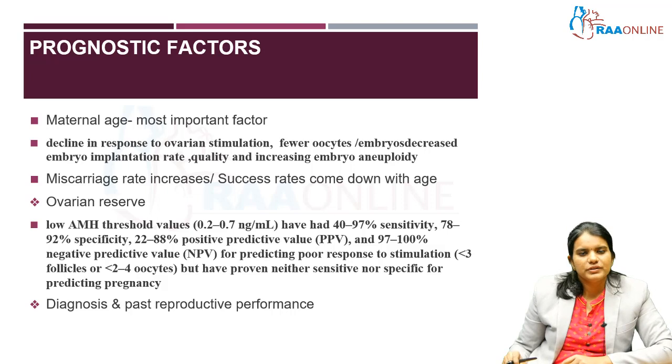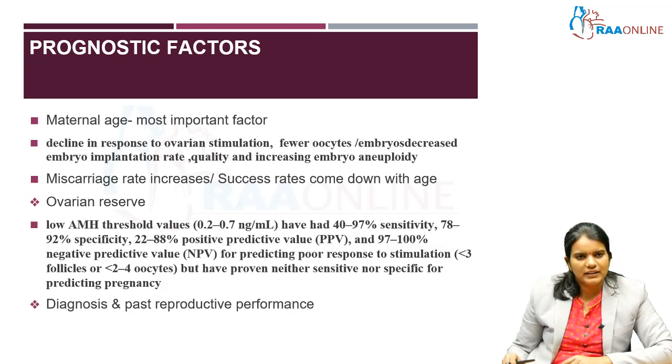Now, going to the prognostic factors, maternal age is the most important factor. Decline in the response to ovarian stimulation, fewer oocytes, embryos are decreased, and miscarriage rate increases; success rate comes down with age. Then next comes ovarian reserve. Again, low AMH has a higher negative predictive value for predicting poor response, but is neither sensitive nor specific for predicting a pregnancy. That is, with a low AMH, one can tell that there is a poor chance of conceiving through IVF, but you cannot deny a pregnancy which is happening naturally, or predict the rate of a natural pregnancy. The other prognostic factor is past reproductive performance and diagnosis.